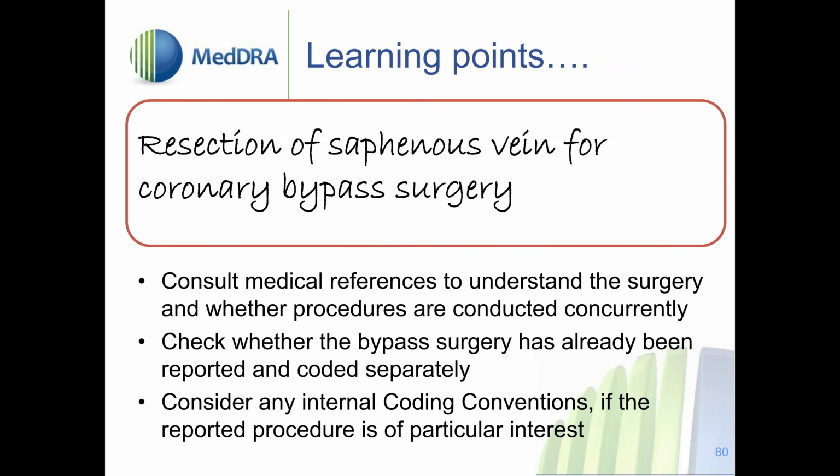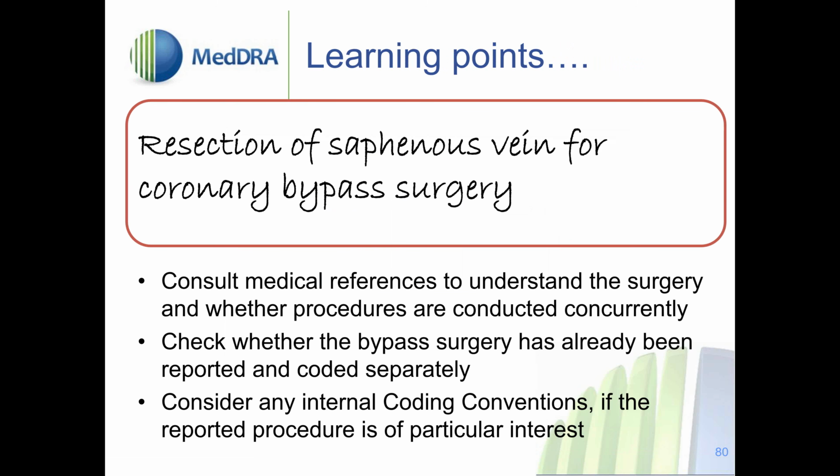And I would check in this case whether the bypass surgery had already been reported and coded separately. If this was an area of interest, I would look and see whether we had any internal coding conventions. It may be that when these common procedures are reported together, you have a convention so that you get consistency. And Carol Ann suggested a couple of examples for us, and reminded me, cataract extraction and insertion of intraocular lens. That's probably one that we've all grappled with over time. Where do you put that? Which bit of it do you capture?